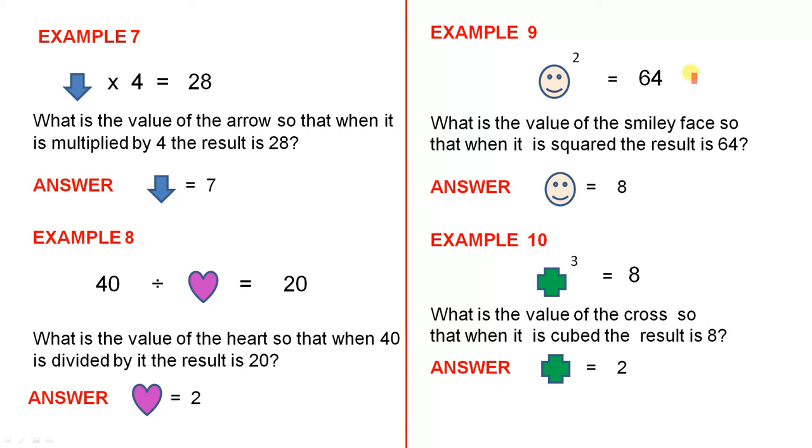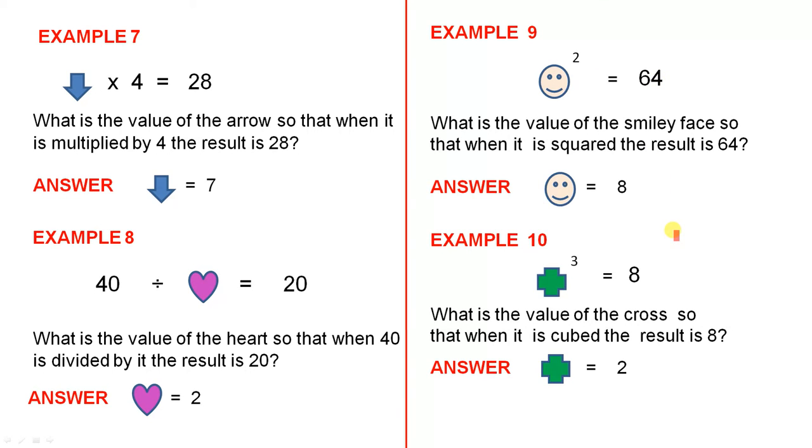Example 9. We have the smiley face squared gives you 64. What is the value of the smiley face so that when it is squared the result is 64? Again, your tables will help you here. Smiley face is 8 because 8 squared is 64.